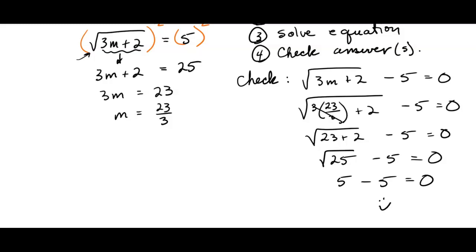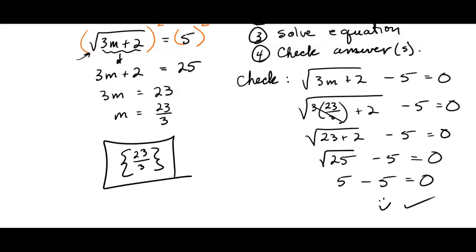So yes, it checks. All right, so I'm going to write my answer. I got an answer, I checked my answer, and it works. So the answer is, I'm going to put it in set notation, 23 over 3. Now you might be asking, well, what if it didn't work? Then we would put no solution. Okay, so that's our first one, and we'll do more.